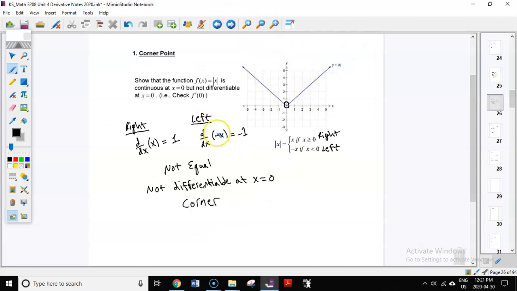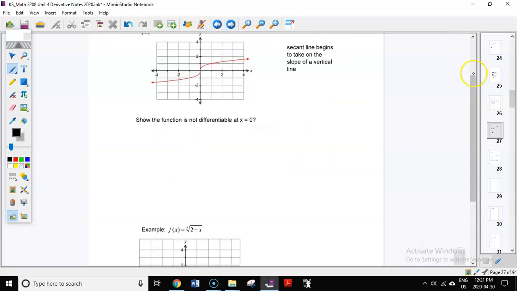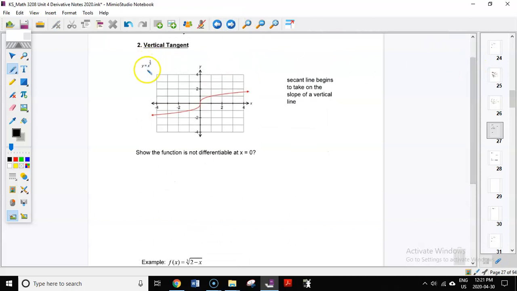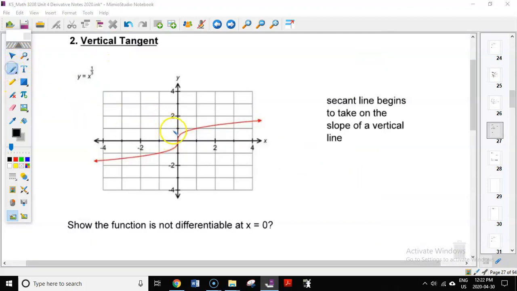Okay, so that's how you would use our power rule or our derivative rules to show if a function is differentiable or not. This is another one. This one's an example of a vertical tangent. You can clearly see this line goes vertically here.